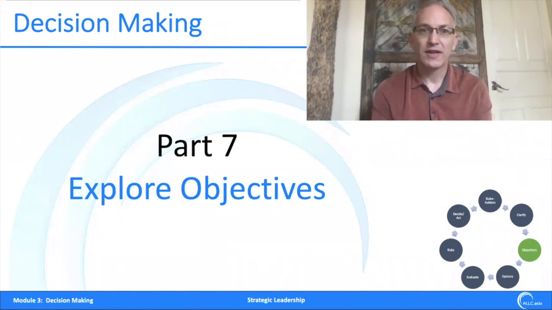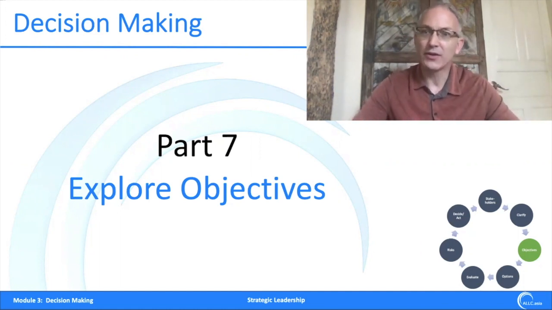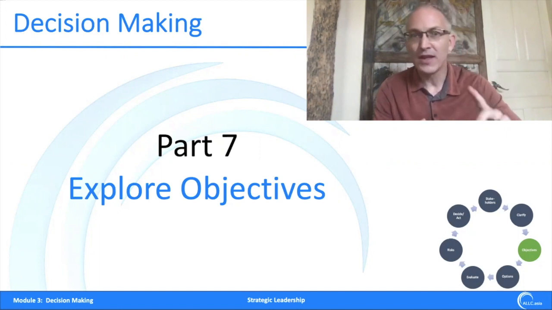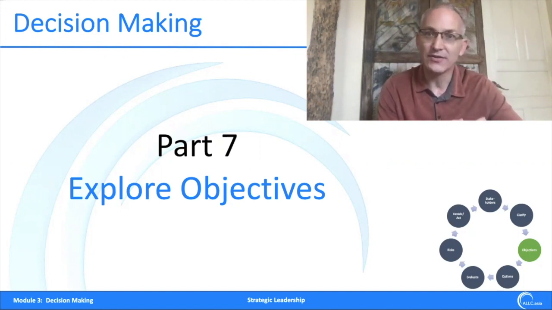Okay, welcome to part 7 on this module on decision making. We are working through the 7 steps of this decision making model. We've talked about identifying stakeholders, about clarifying our decision, and now we're on the 3rd step, which is exploring our objectives, or what are the reasons that we're making this decision? What are we hoping to accomplish with this decision?